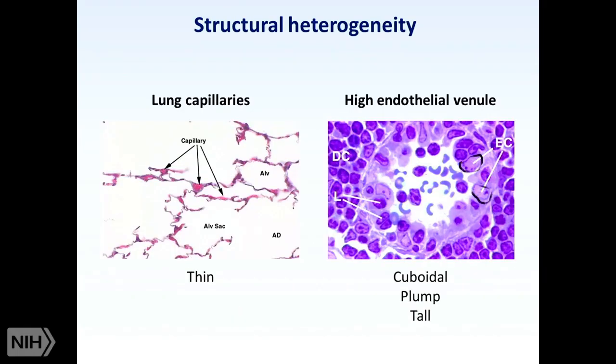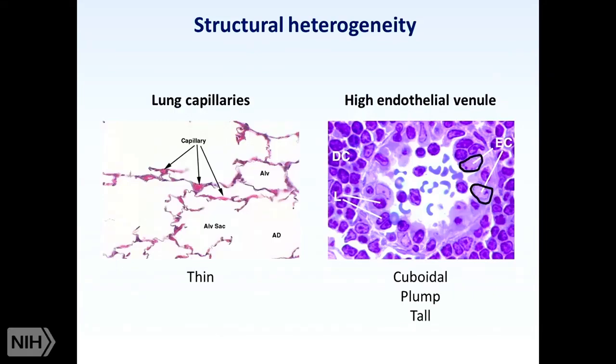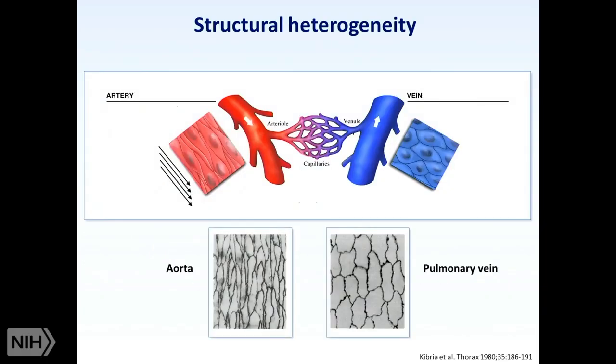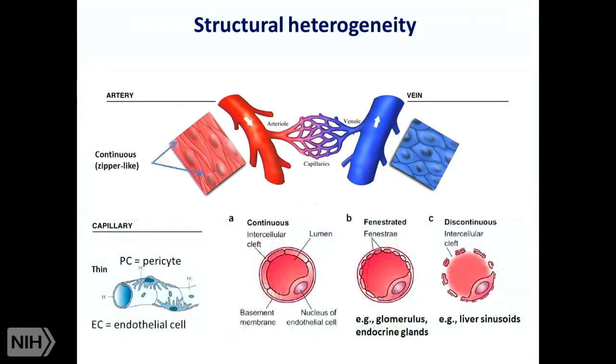For example, endothelial cells that line most blood vessels, particularly capillaries, are extremely thin, whereas those that line the high endothelial venules of the lymph nodes have a cuboidal, plump, or tall morphology. Endothelial cells that line the straight segments of arteries but not veins are oriented along the longitudinal axis of blood flow. The endothelium of arteries and veins forms a continuous monolayer with its cells held together by tight zipper-like junctions.